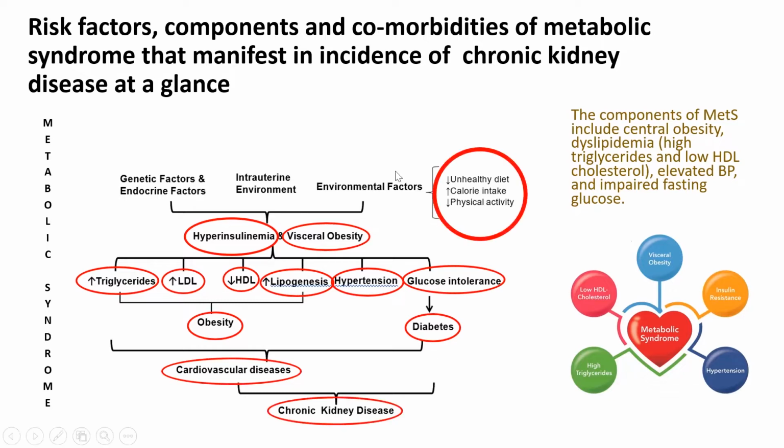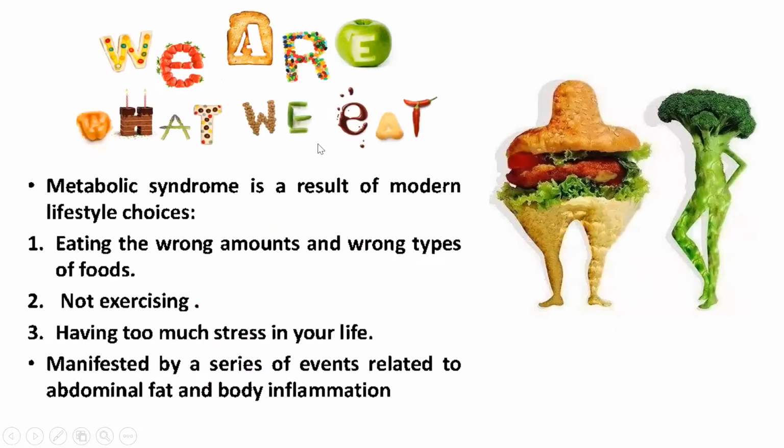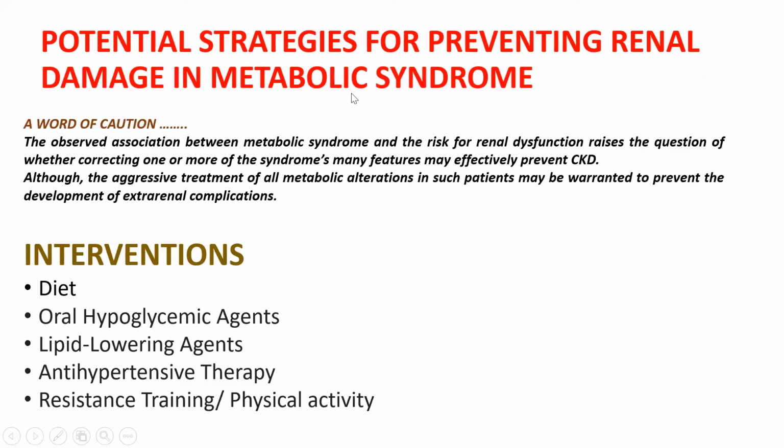And all this is happening mostly because of environmental factors, that is unhealthy diet, calorie intake, and physical activity. We are what we eat. What does it mean? Metabolic syndrome is a result of modern lifestyle choices, eating the wrong amounts and wrong types of food, not exercising, having too much stress in your life. All these are manifested by a series of events related to abdominal fat and body inflammation.